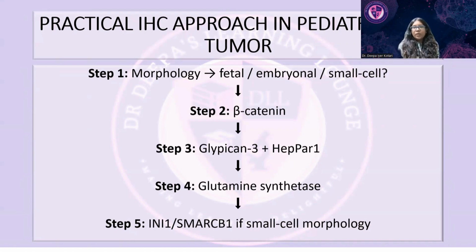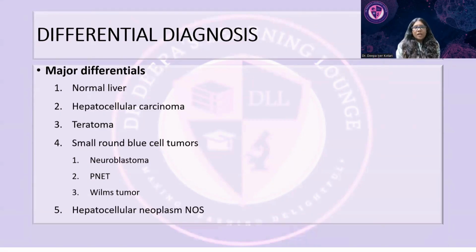So I wouldn't rely only on the morphology. The major differential diagnosis depends heavily on the morphological pattern. Fetal hepatoblastoma can be mistaken for a normal liver in a young child, especially if it is roughly less than 6 months of age.